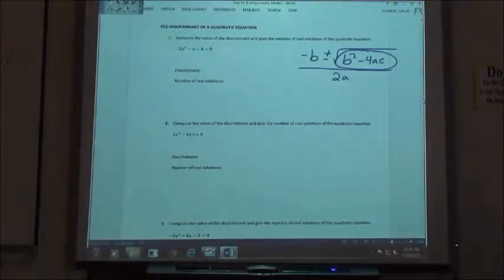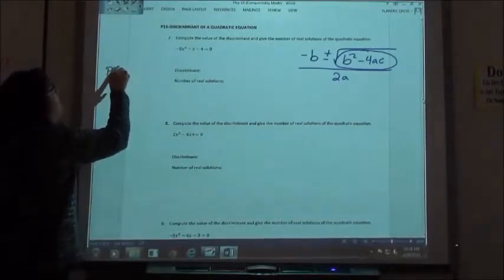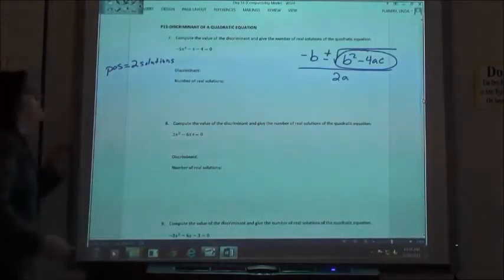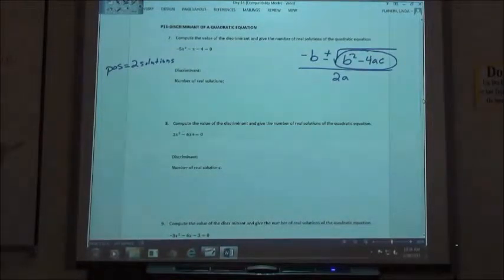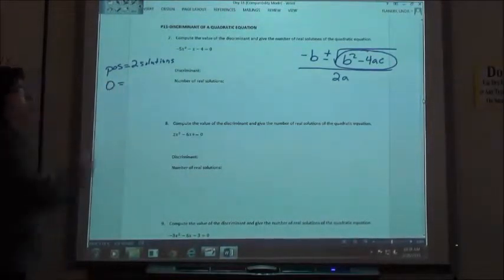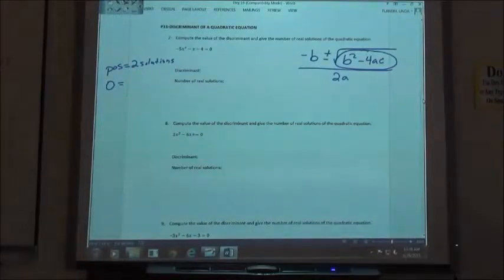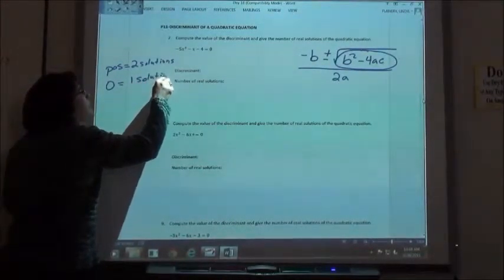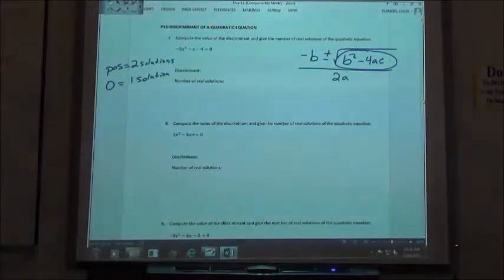If you have a positive number under there, you get two answers, plus or minus the square root of something, right? So if it's positive, you're going to get two solutions. If that value underneath the square root is exactly 0, I'm going to get something plus or minus 0. Well, plus 0 and minus 0 is the same answer, right? If I take 3 plus 0, I get 3, and if I take 3 minus 0, I still get 3. So then you only get one solution, because plus or minus 0 gives you the same number twice.